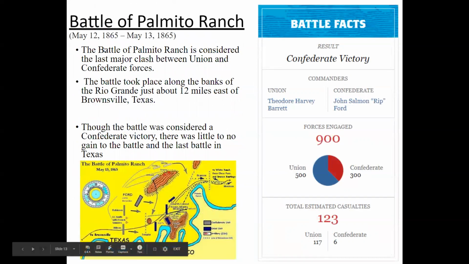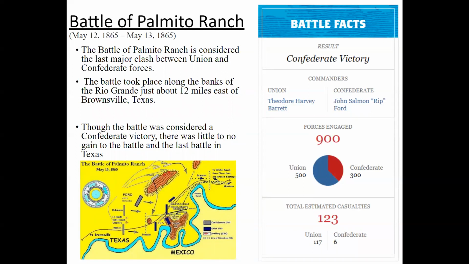Taking a look towards the end and fighting continuing on for 4 years, Lee has finally surrendered in the East Coast, but because news traveled so slowly and they did not have the technology that we have today, fighting continued at least 2 months after April of 1865 when Lee surrendered.